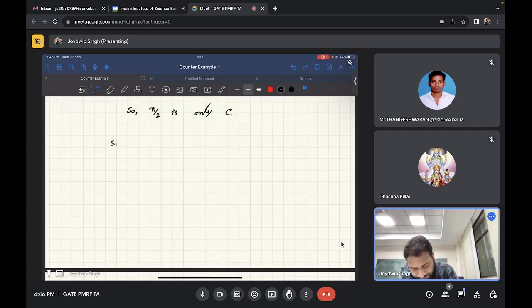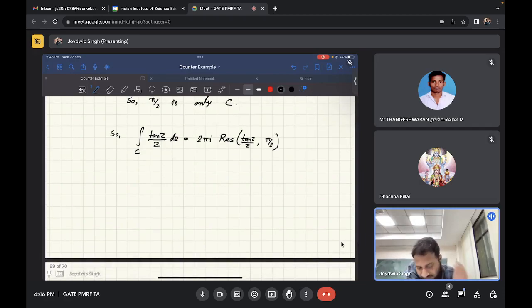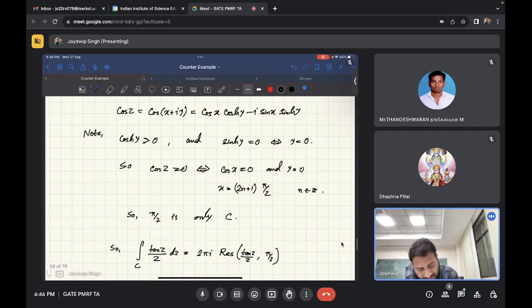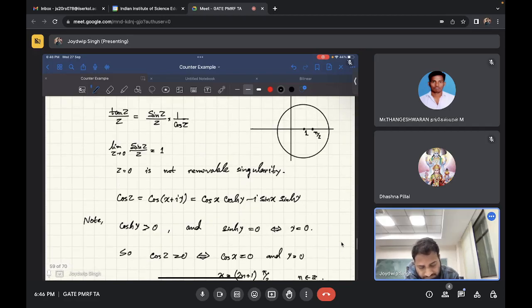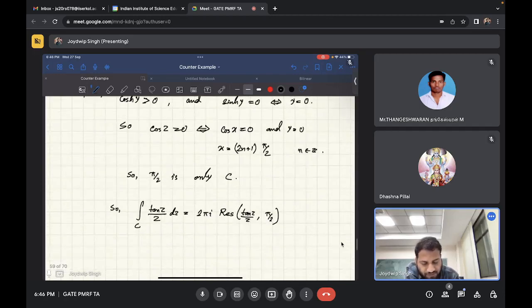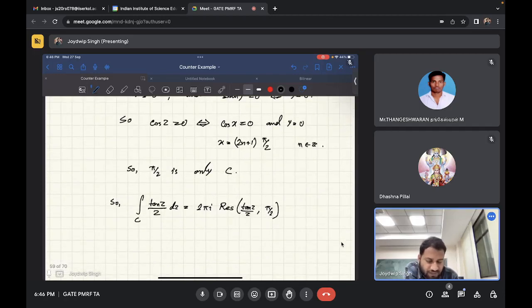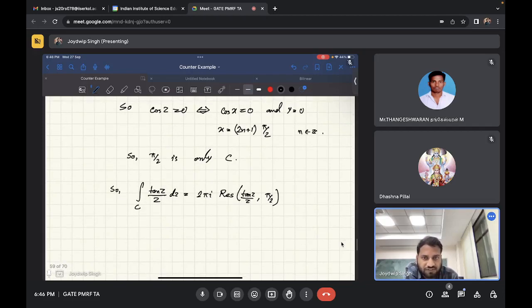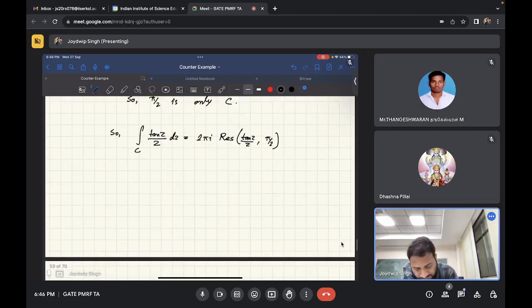So the integral over C of tan z by z will be 2 pi i times the residue of tan z by z at the point pi by 2. And what is this residue of tan z by z at the point pi by 2? Note that at pi by 2, cos z has a zero of order 1. This you can show at pi by 2. It does not have a zero of higher order. So basically it has a simple pole at pi by 2.